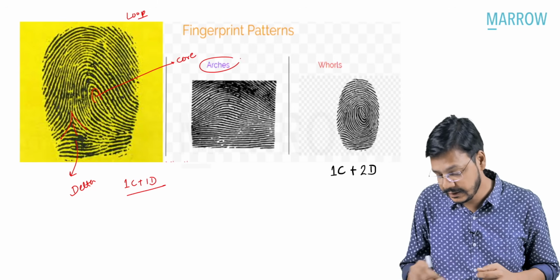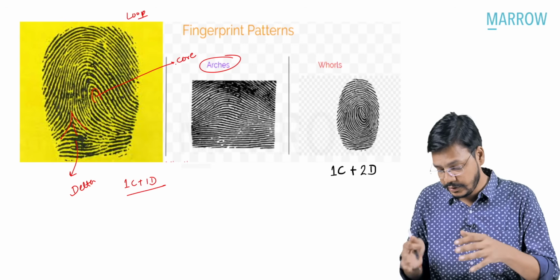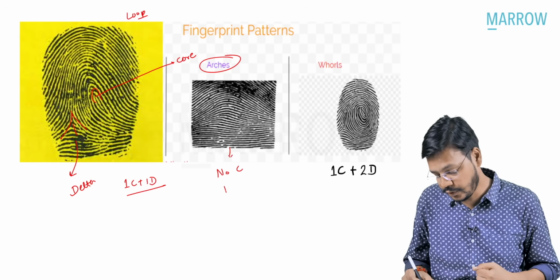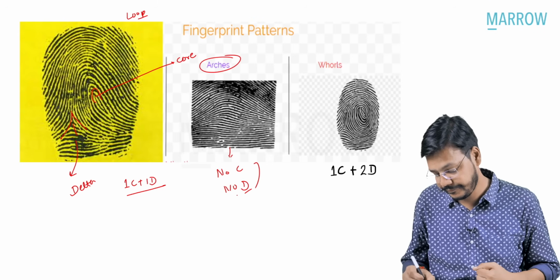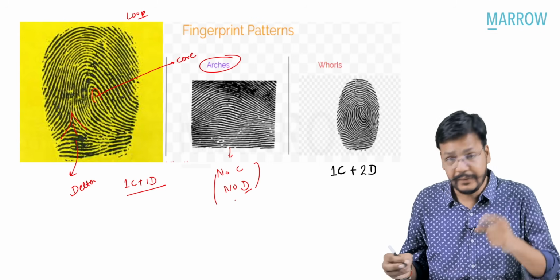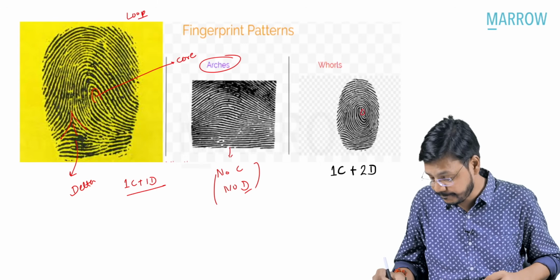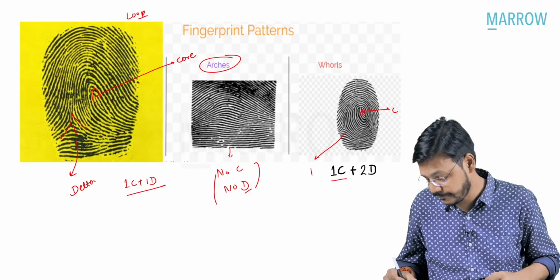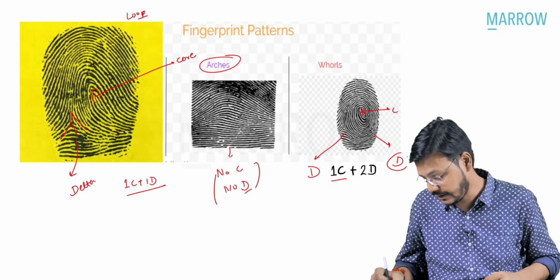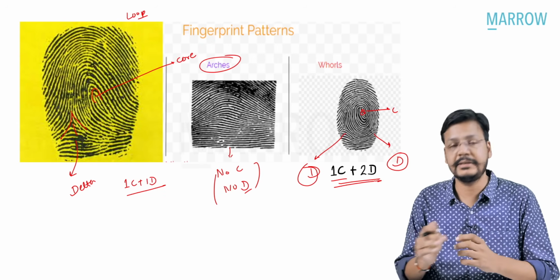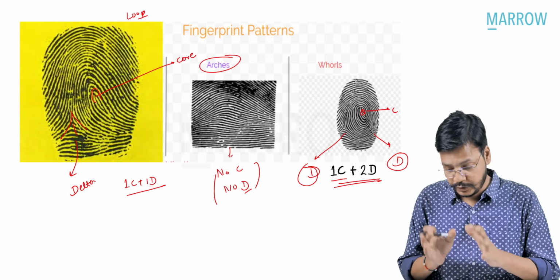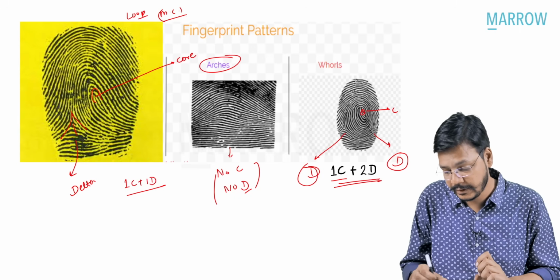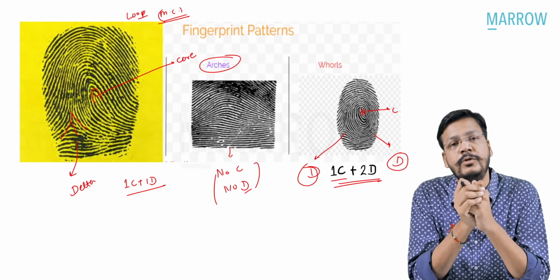In arch variety, no convergence, nothing is coming from three directions. So in arch variety, no core, no delta. In whorl, which is a circular pattern, we are having one core and two deltas, one delta, two delta. So one core and two delta, it's a whorl variety, my dear friend. So this is very, very important. And the most common variety is the loop variety.